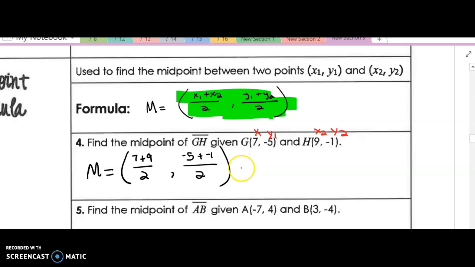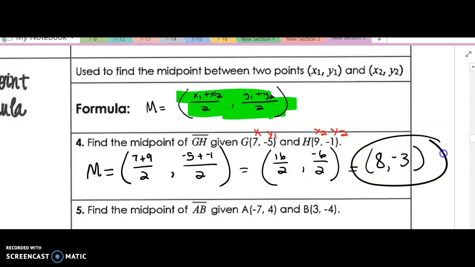Now I just got to do some simplifying. So I get 7 plus 9 gives me 16 over 2. Negative 5 plus negative 1 gives me negative 6 over 2. This gives me (8, negative 3) as my point there. Okay, so there's the midpoint formula.